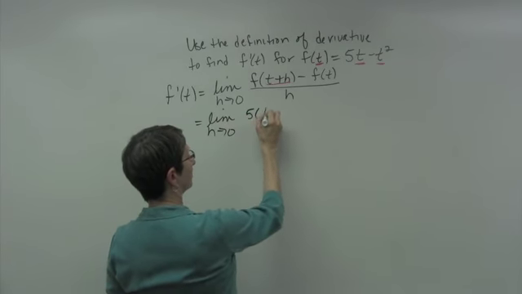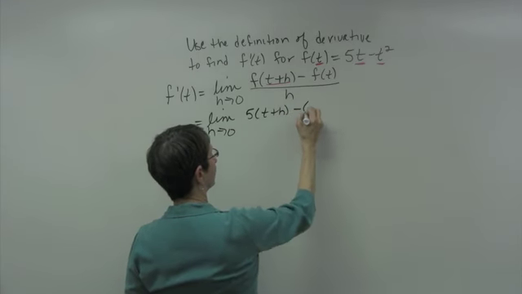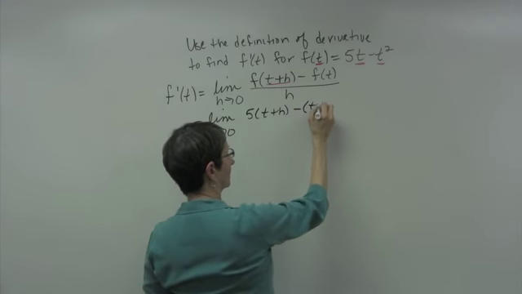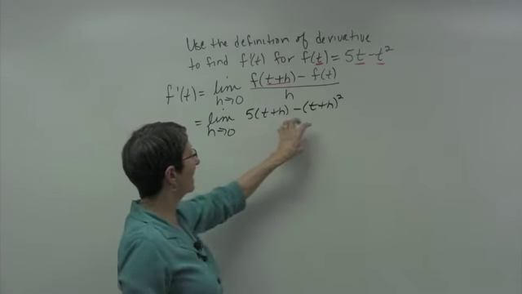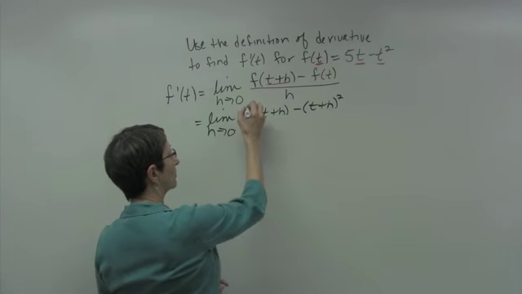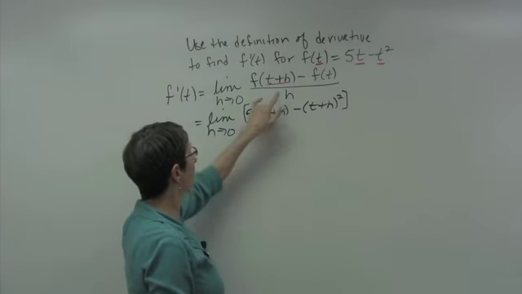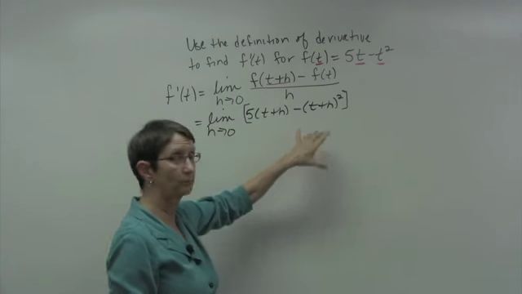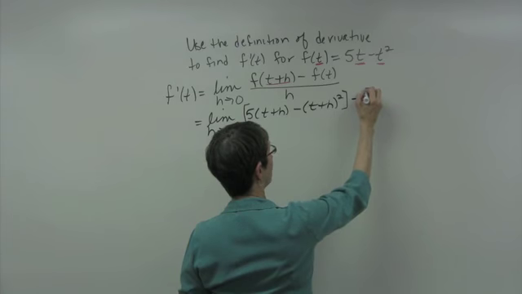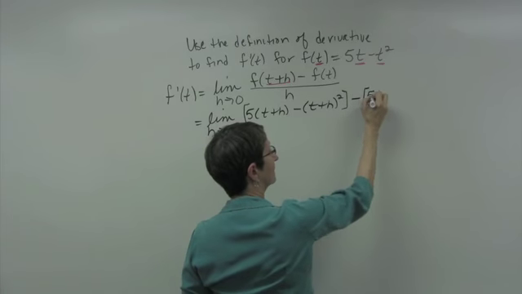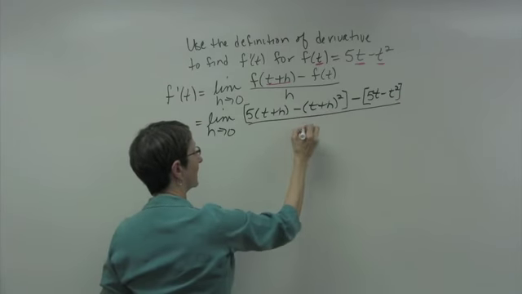5 times t plus h minus t plus h, that whole quantity to be squared. And since I have a bigger piece here, I'm going to include the square brackets around that so that all of that is f of t plus h. And then I will subtract off f of t, which is this exact 5t minus t squared. And all of that over h.